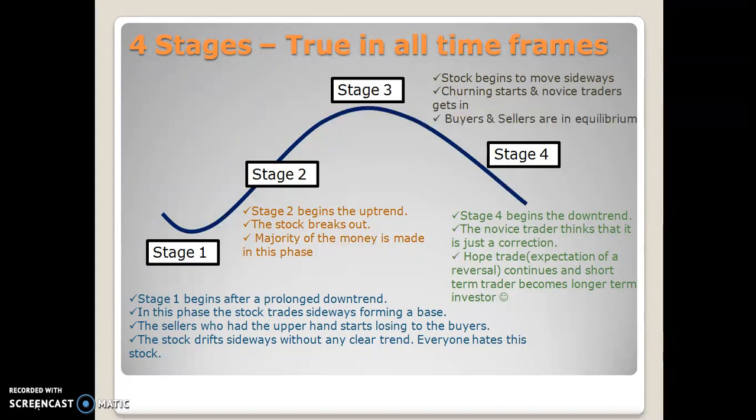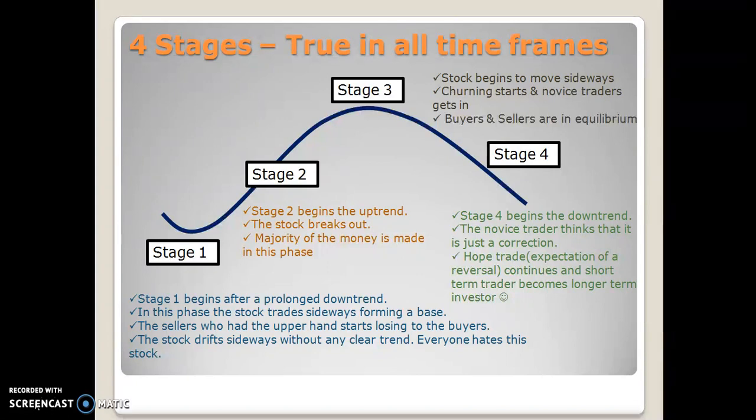The next stage is stage 2. In this particular stage, the stock breaks out from the base it has formed in stage 1. The uptrend begins with a higher high and higher low chart pattern. But the novice investors can't understand this particular uptrend until stage 3 is reached. Remember that the majority of money is made in phase 2.